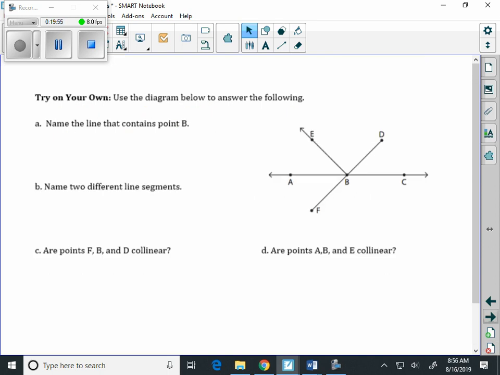So finish, and I'm sorry I took a little bit longer than I anticipated. But take a couple minutes and answer these 4 quick questions.